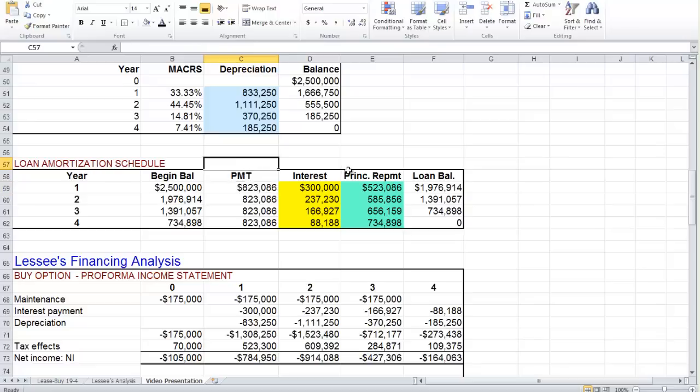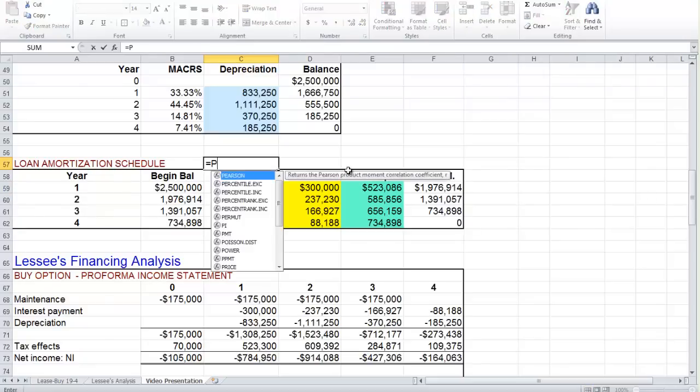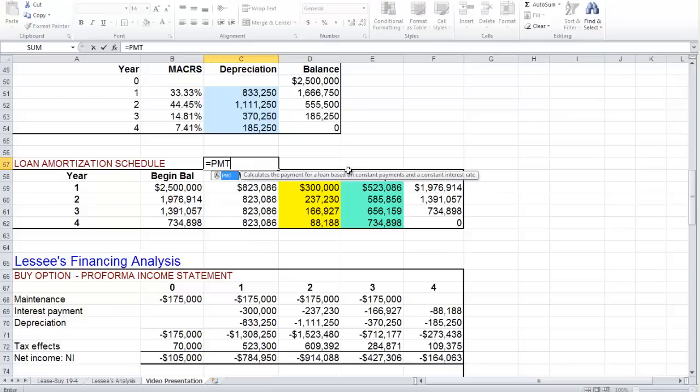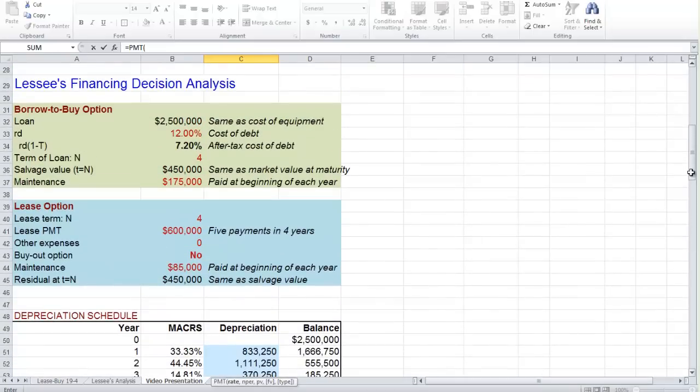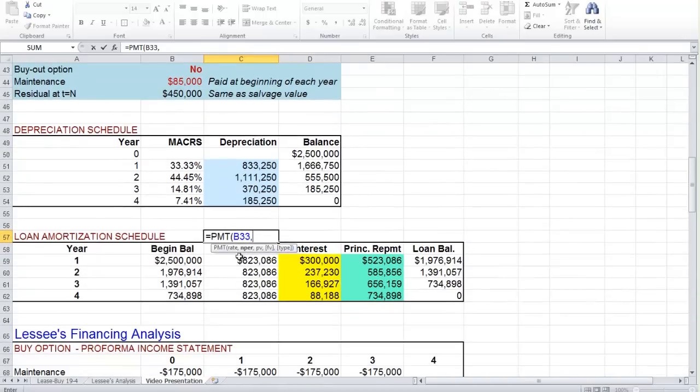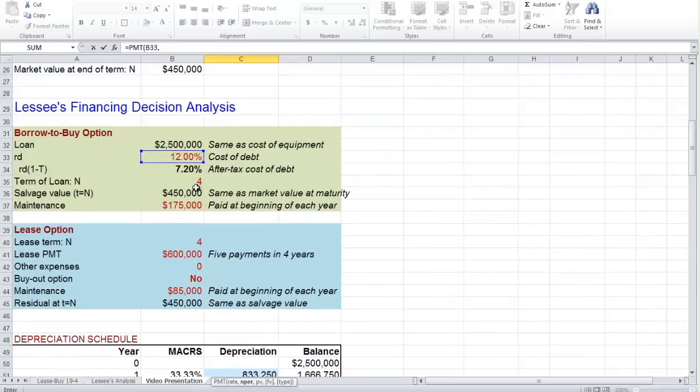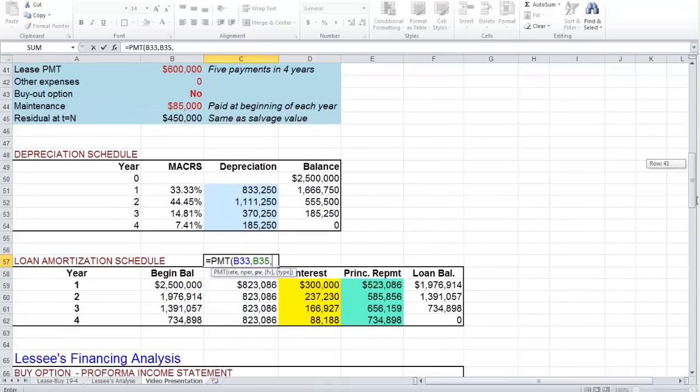So to calculate the amortized payment, I use the PMT function for payment, open parenthesis. It prompts me for the rate, and for the rate I go up here and click on the interest rate on the loan and I hit comma. I scroll down, it prompts me for number of periods. For number of periods, I go up here and click 4, comma. I scroll down to see what I'm doing.